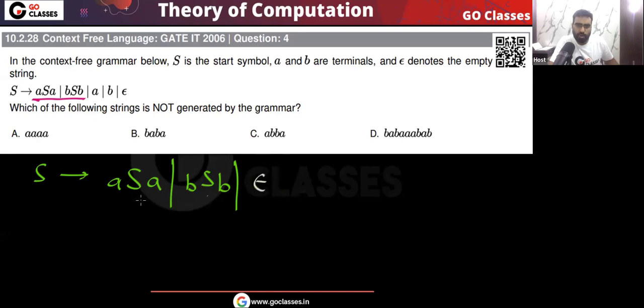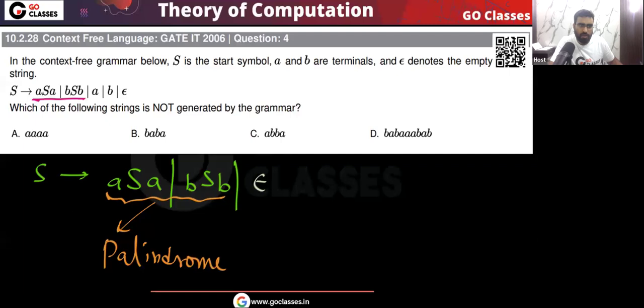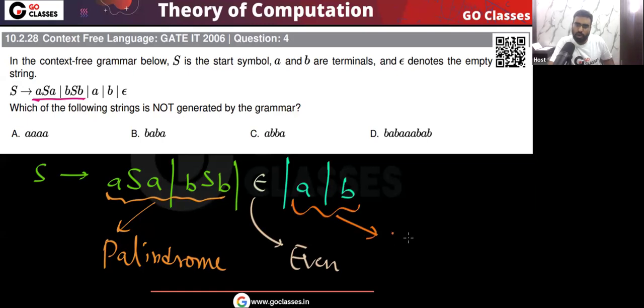So remember, because of these two, you are getting palindrome. Because of this epsilon you are getting even palindrome, and if you put A also, B also, then because of these two I am getting odd palindromes. So because of all these three I will get all palindromes.